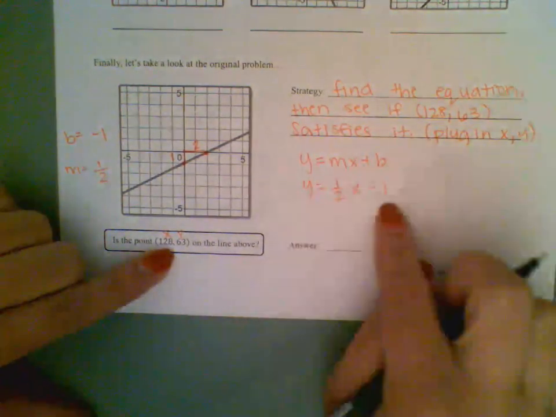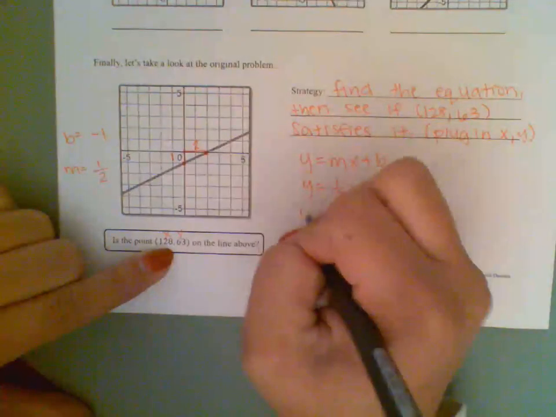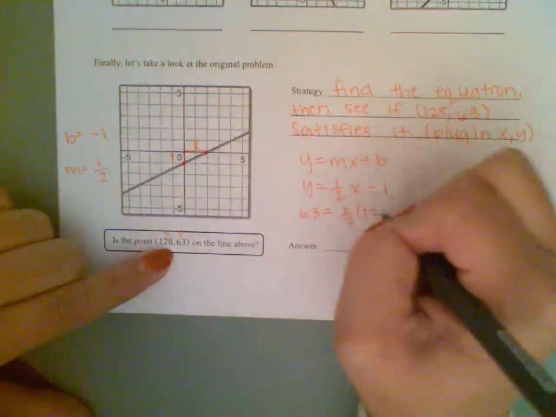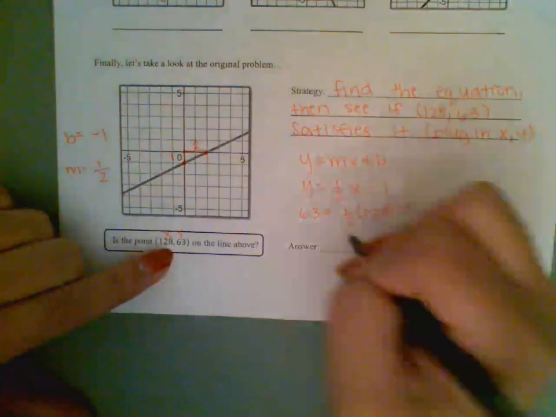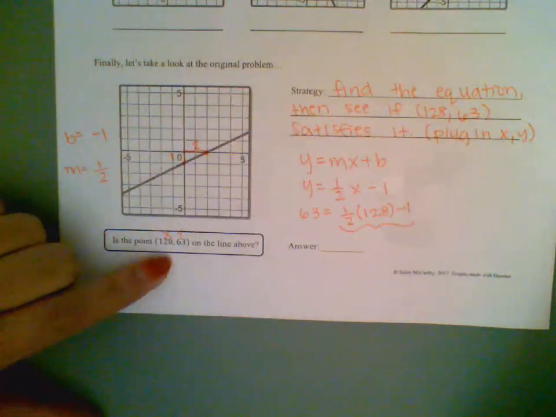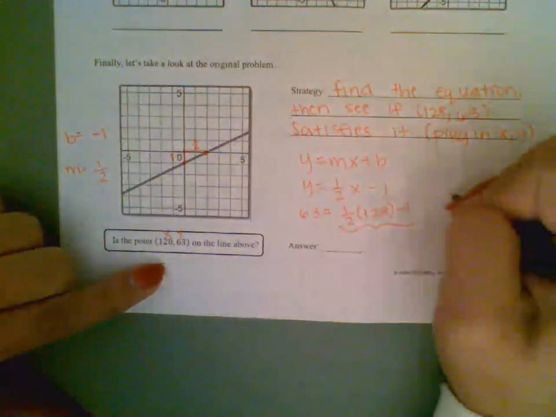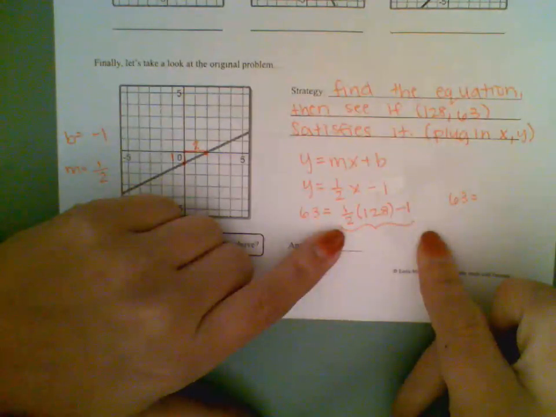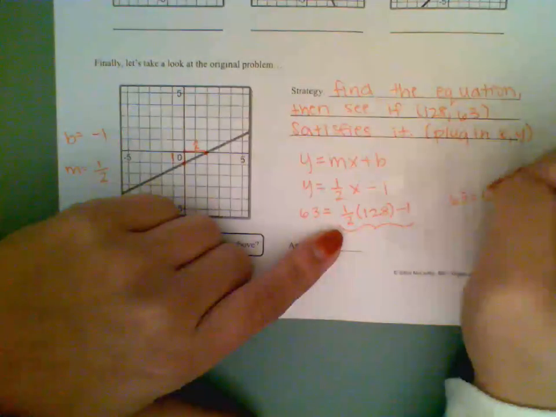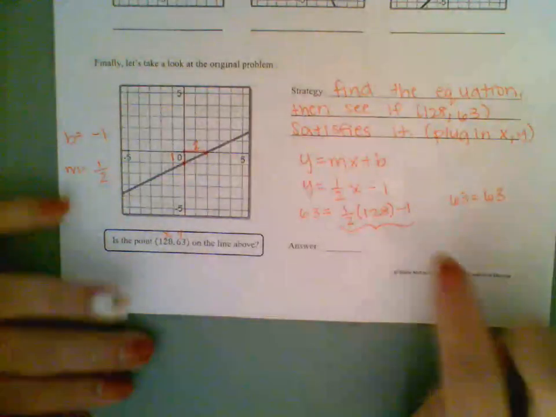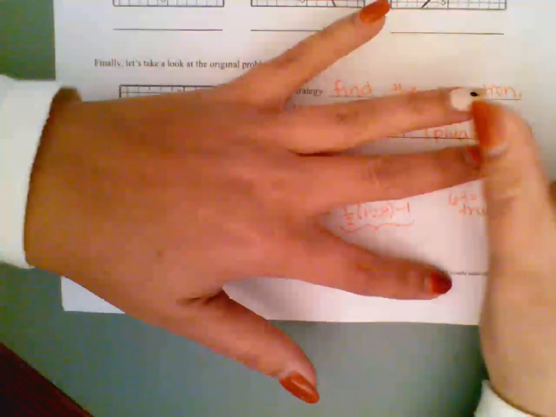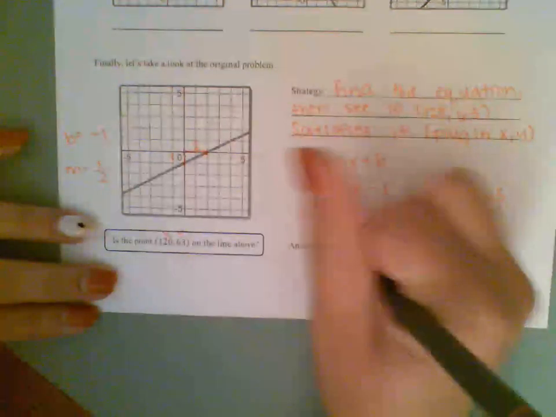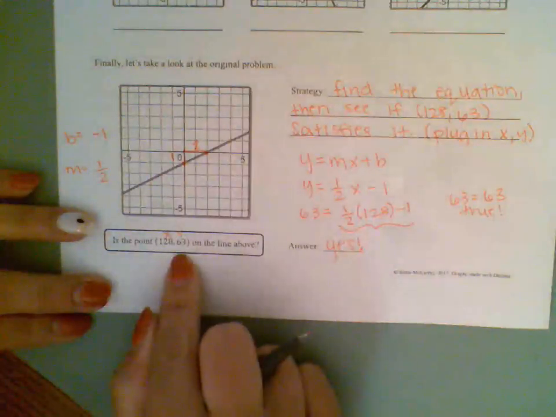So in this equation, we're going to say 63 equals 1/2 times 128 minus 1. So we're plugging this part right here into our calculators. So we have 63 on the left, and when you plug this into your calculator, you should get a 63 on the right. So since they're equal, this is a true statement. That's true. We've done those before. And so the answer is yes, that this point is on the line above.